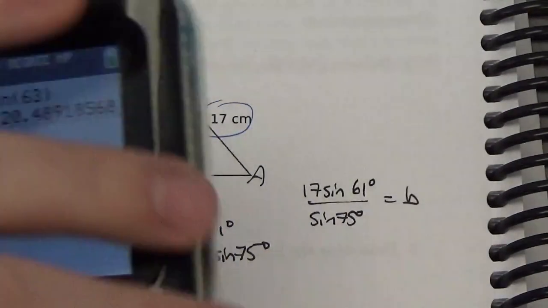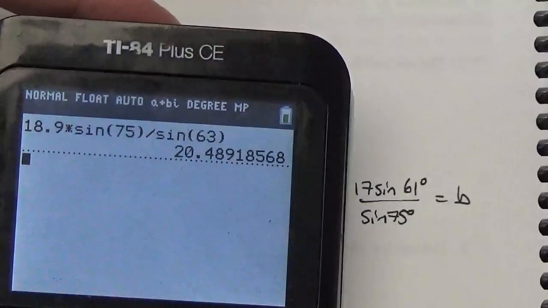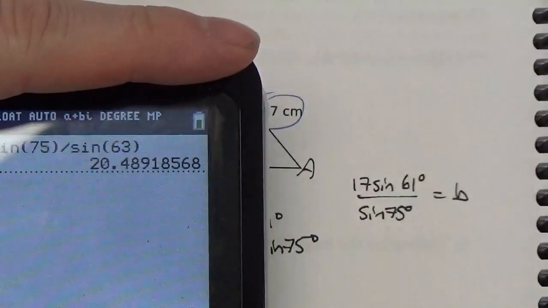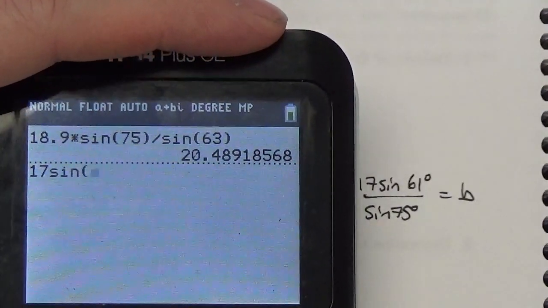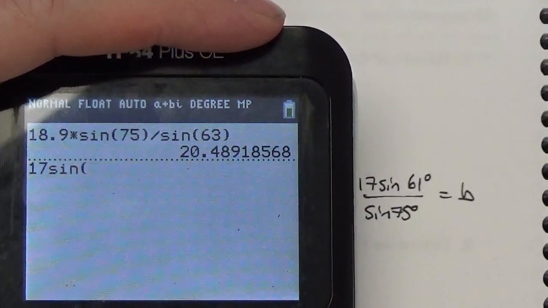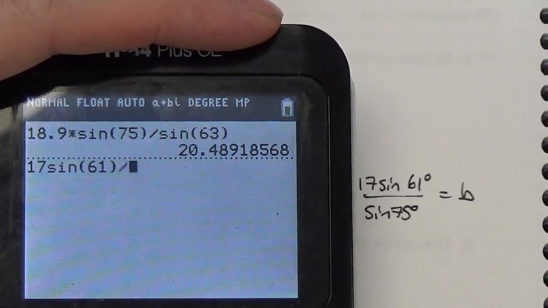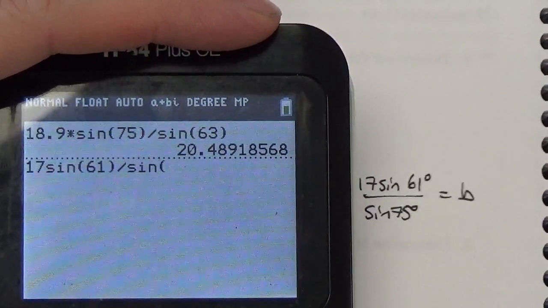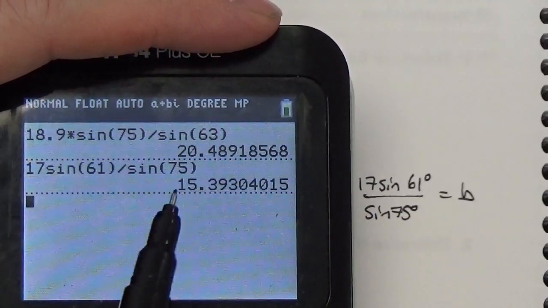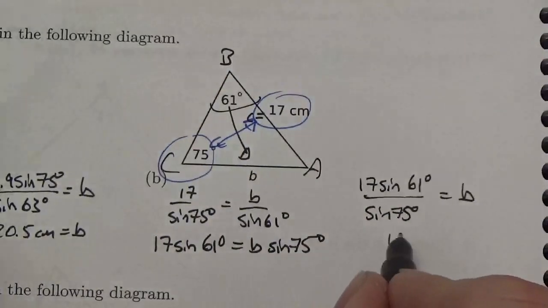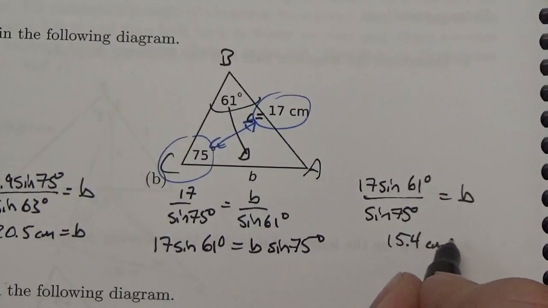Now let's go to the calculator and we'll let the calculator finish up that work for us. So that will be 17 multiplied by the sine of 61, close the parentheses there, divided by the sine of 75, and we get 15.4. So 15.4 centimeters is equal to b.